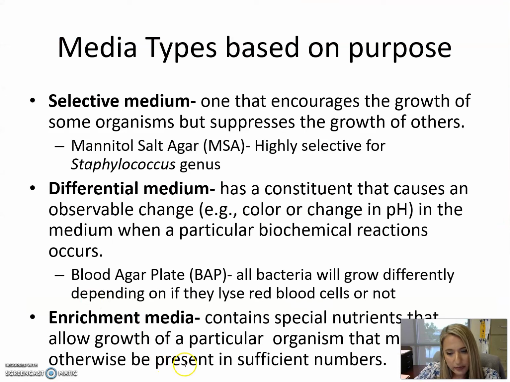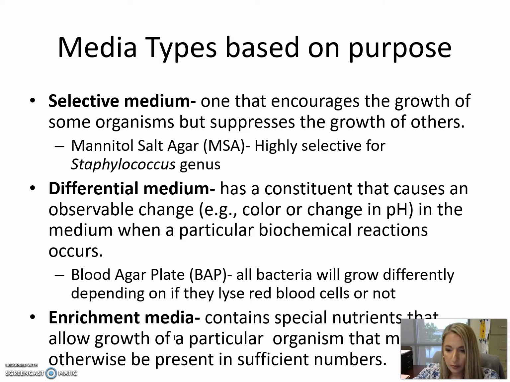Now there are enrichment media. It's not something that we particularly use in this course because enrichment media is media that has been infused with specific nutrients used to cater the growth of very specific bacteria. In our course, we use very generic bacteria that don't require any type of specific nutrients. They typically just grow just fine in something like a nutrient agar.